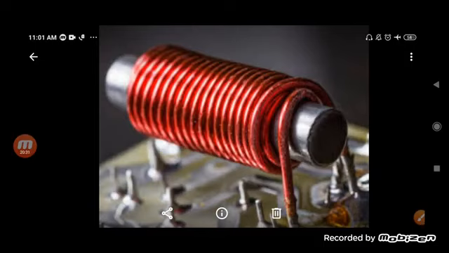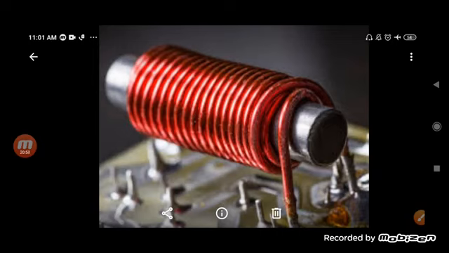So here you can see a lot of turns have been given to an insulated copper wire. Why are they insulated? So that a short circuit does not occur between them. So it is a wound coil of an insulated copper wire, or we can say a long helically wound coil of an insulated copper wire. What happens in this solenoid?